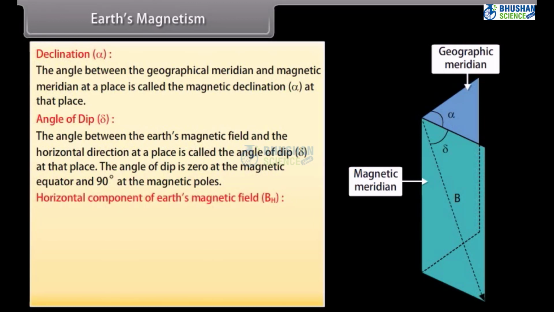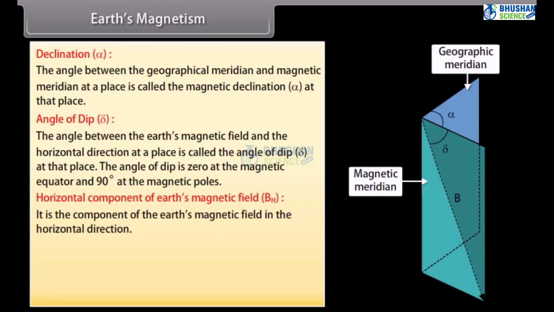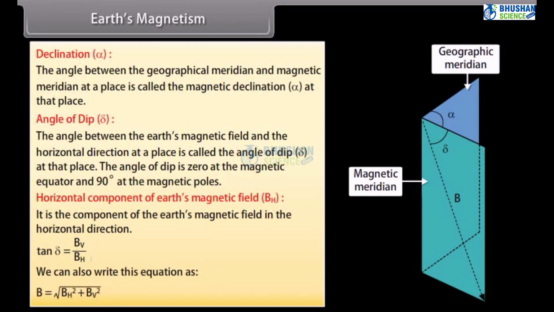Horizontal component of Earth's magnetic field, BH. It is the component of the Earth's magnetic field in the horizontal direction. Tan delta is equal to BV divided by BH. We can also write this equation as B is equal to the square root of BH squared plus BV squared.